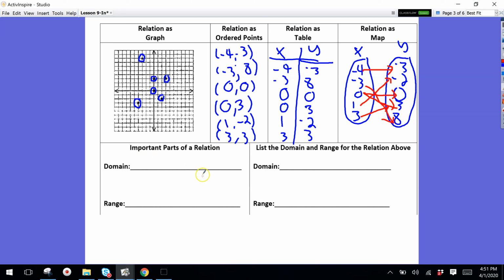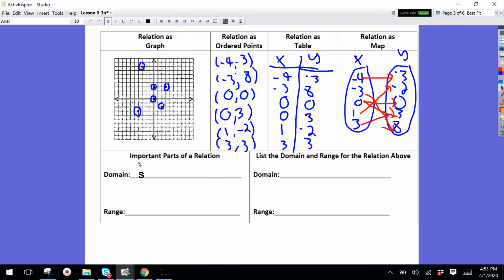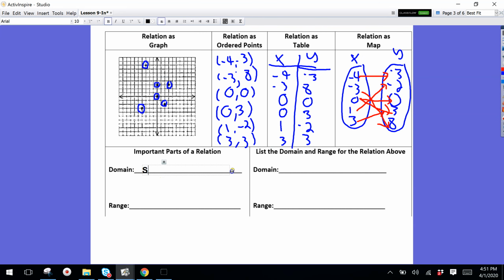An important part of a relation is that it has a domain, which is the set of x values, and a range, which is the set of y values. So we're going to go ahead and write that in there for that definition. The domain is the set of x values, and the range is the set of y values.